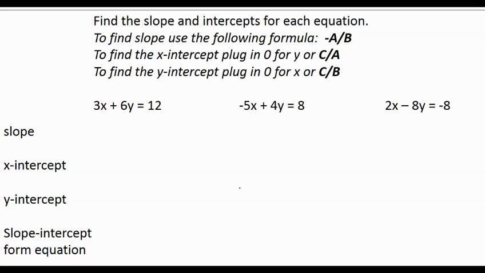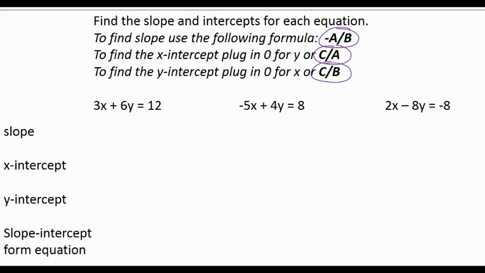To find the slope of an equation, you do negative a divided by b. To find the x-intercept, now x-intercept isn't all that important, but sometimes you might be asked to do it. And to find the x-intercept, you do c over a. To find the y-intercept, you do c over b. Those 3 things you want to memorize. The slope is negative a over b. The x-intercept is c over a, and the y-intercept is c over b.